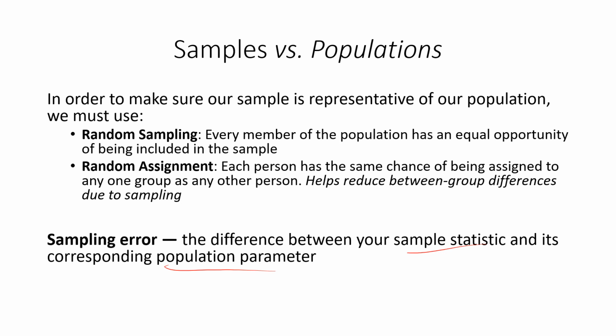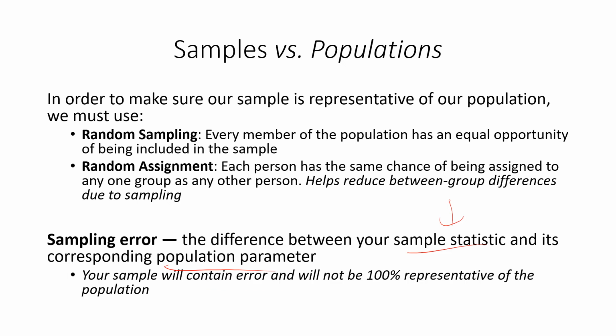Remember, the population parameter is the true value of whatever it is you're measuring. Usually you can't get the population parameter, but we make an estimate of it based on the sample statistic. However, we understand that there's going to be a difference between the two. If you collected 10 different samples, you're likely to get 10 different sample statistics, and not one of those is likely to be exactly equal to your population parameter. So, as I said already, your sample will contain error and will not be 100% representative of the population. It is pretty much going to happen.